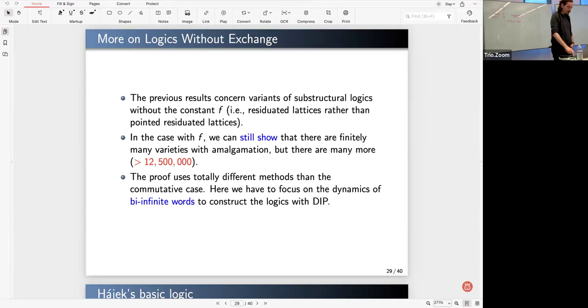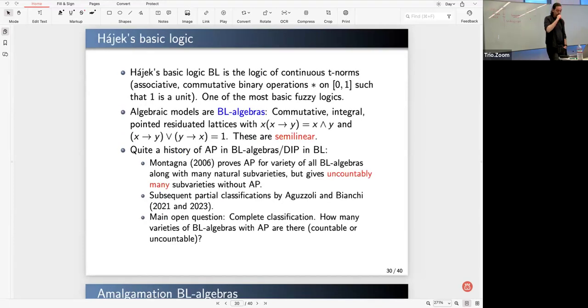Now, some recent stuff that I'm quite proud of. This dates back to really Franco Montagna's work. I think Franco started working on this sometime in the early 2000s. So Petr Hájek, who in the old days was at the Institute of Computer Science, where I am now, worked quite a lot on the mathematical foundations of fuzzy logic. And he wrote quite a beautiful book, which many of you have possibly seen, where he lays out his basic fuzzy logic, BL.